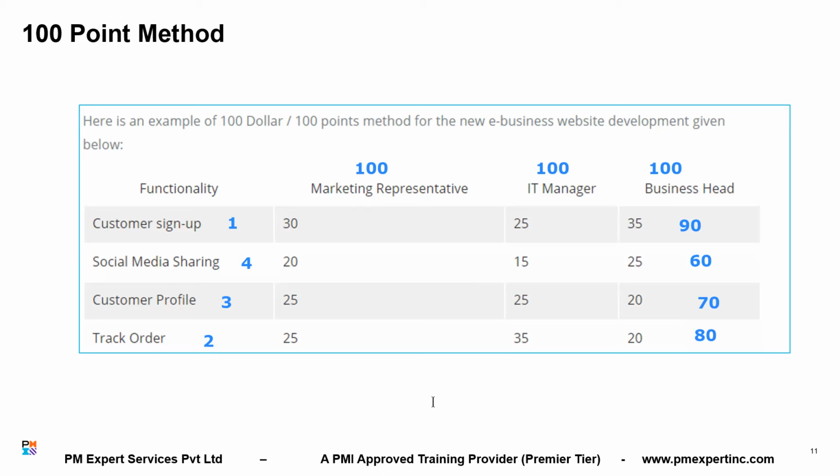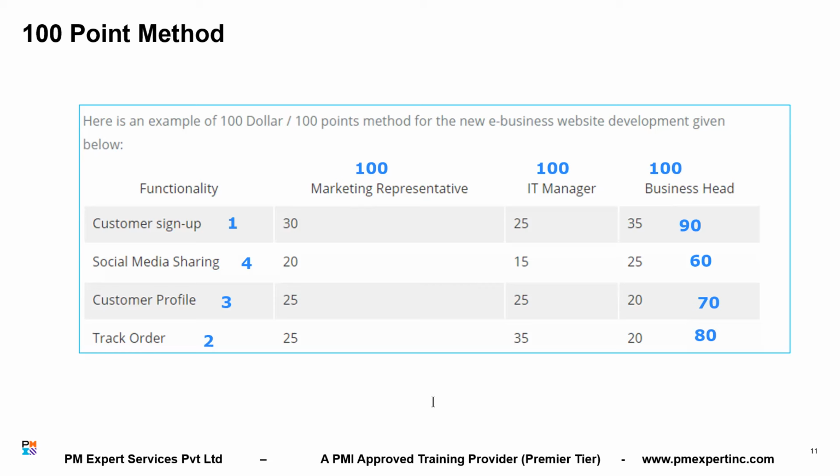No. See, $100 is given to the marketing representative. Before we start this exercise, we have to understand one fact: these people are specialists in this area. In terms of business, they understand the market very well. There is no standard rule on how much to allocate. The marketing representative may allocate 40 to sign up, 15 to social media sharing, 10 to profile, and so on. But all these people know the business very well. So according to his ability or the market trend, he sets the dollar value for each requirement, correct?